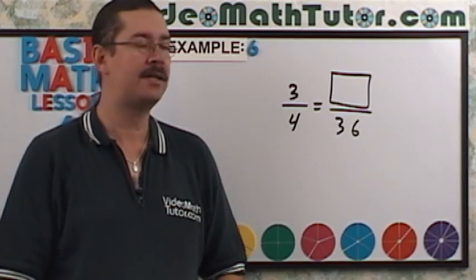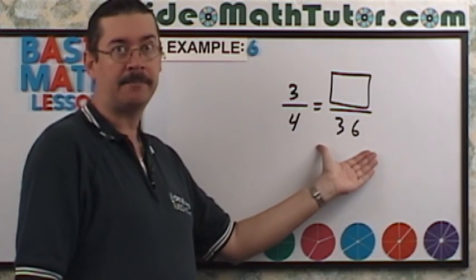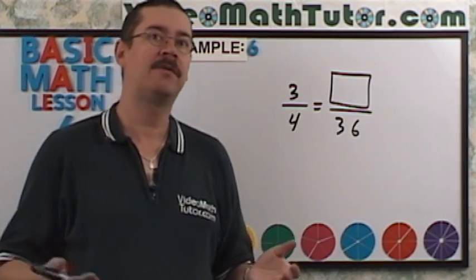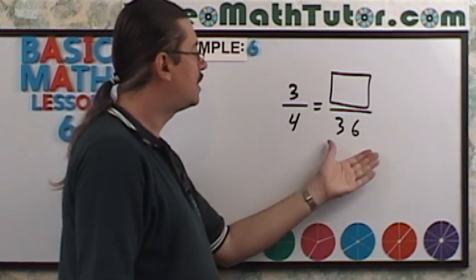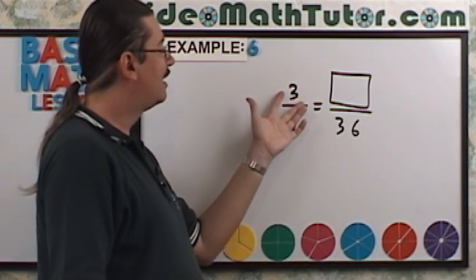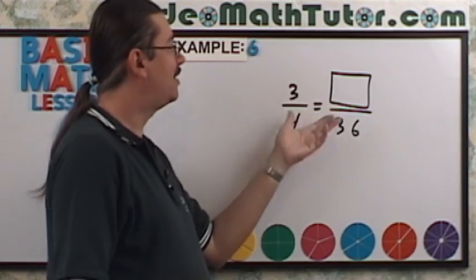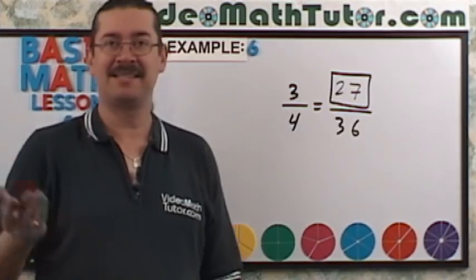In this example, we're asked to find an equivalent fraction to 3/4 with this denominator. How do we do that? Very easy. First step, divide 36 by 4. So 36 divided by 4 is 9. So now you go 9 times 3 to get 27. That's it. That's all you got to do.